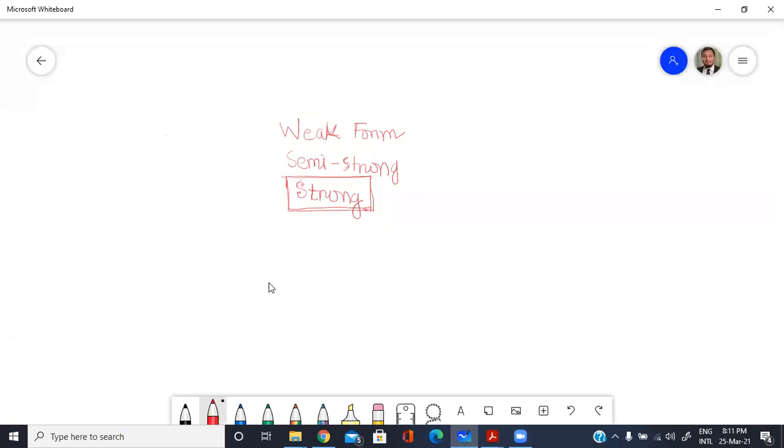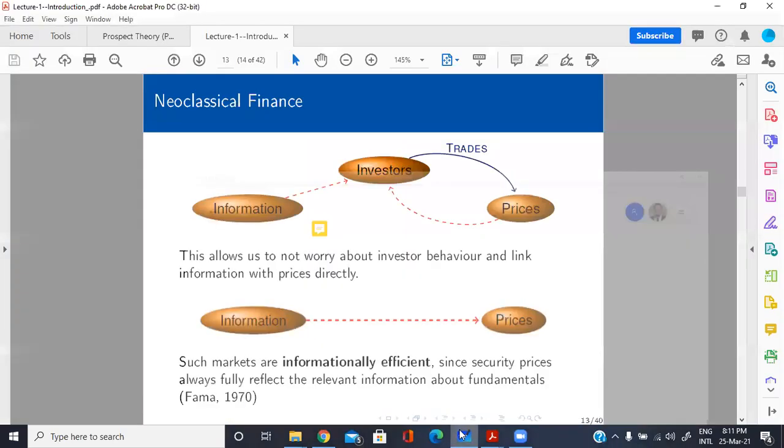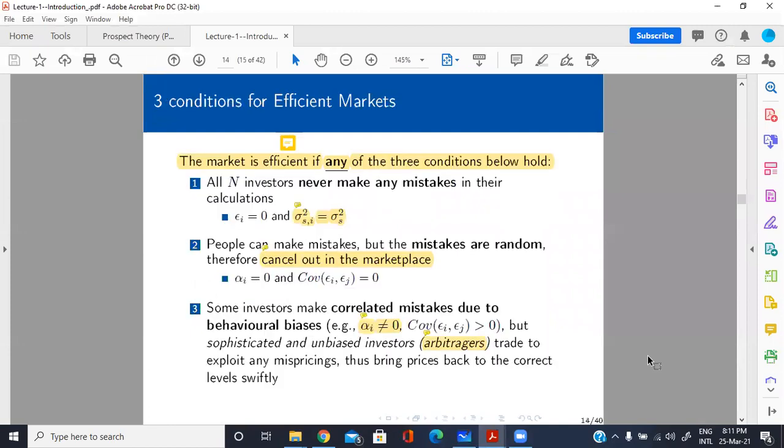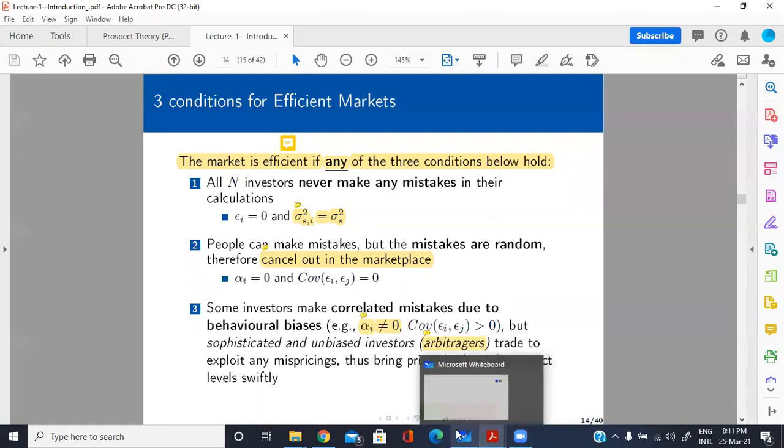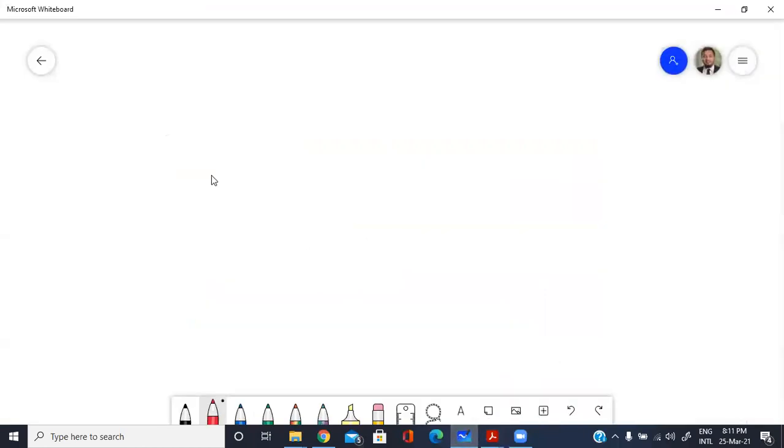Okay, now if the market is efficient, no person will be able to achieve excess return. Now there are three conditions assumed in the efficiency of market literature, and the market will be efficient only if these three conditions are present. So let me show you the three conditions. The first condition is that investors are rational and they do not make any mistakes.